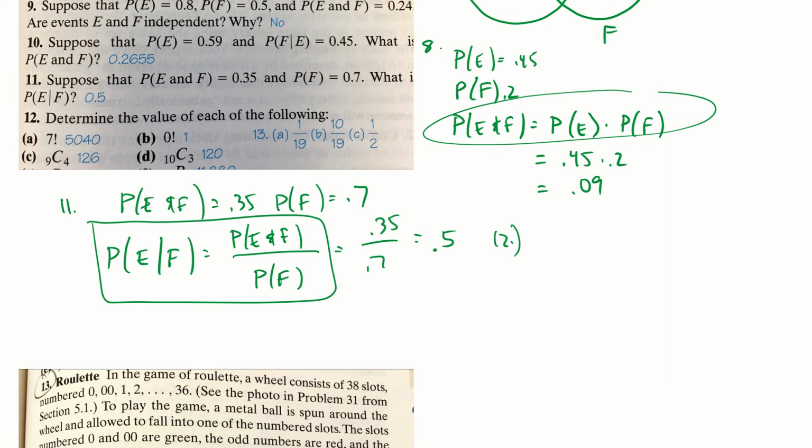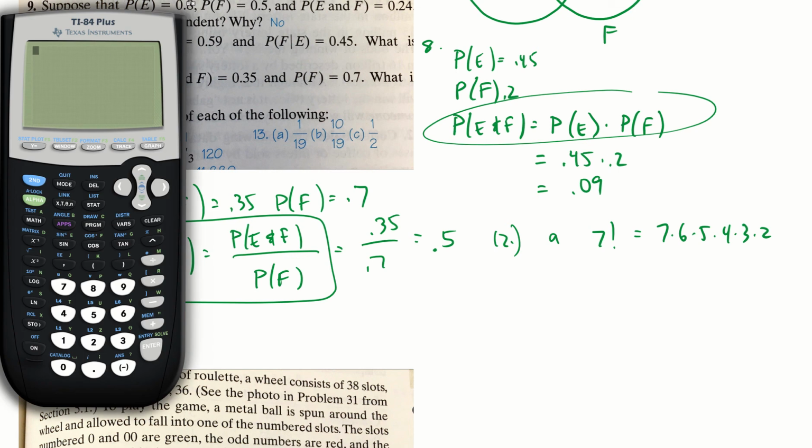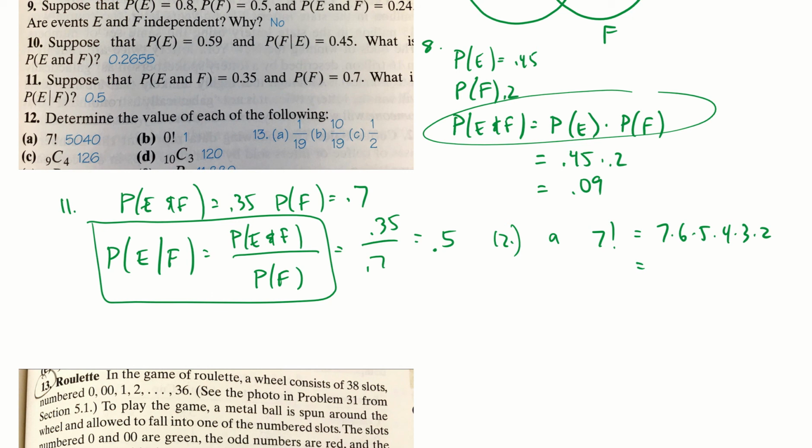Okay. And number 12, actually do A and C. So A is just 7 factorial, which is 7 times 6 times 5 times 4 times 3 times 2, which you can do on your calculator here. 7, and then go to math, go to PRB, and down to the exclamation point, factorial. It's a large number, 5040.